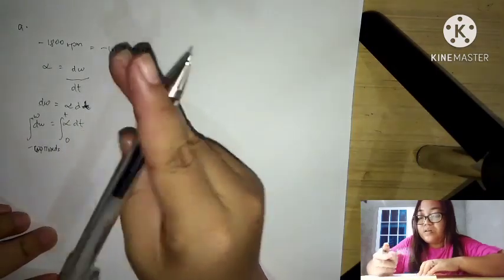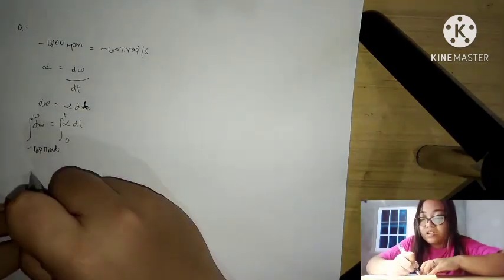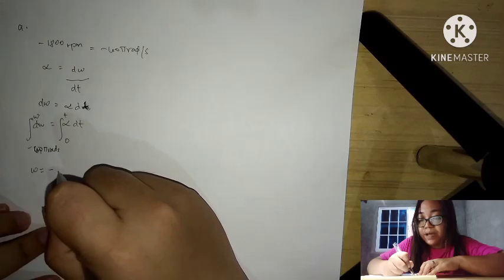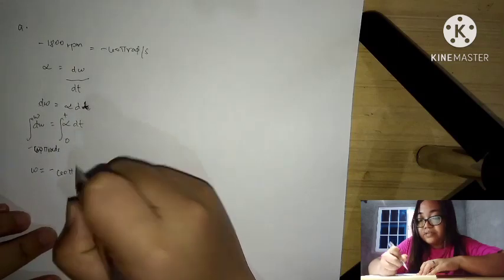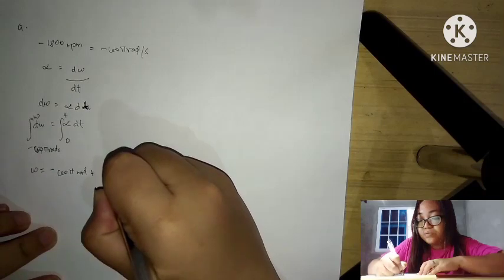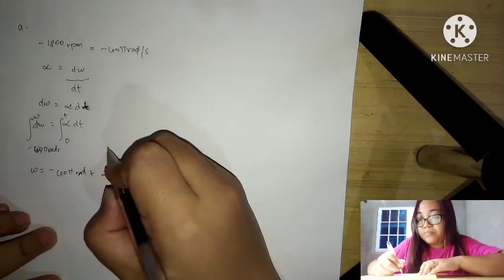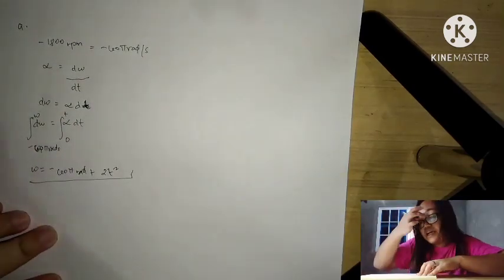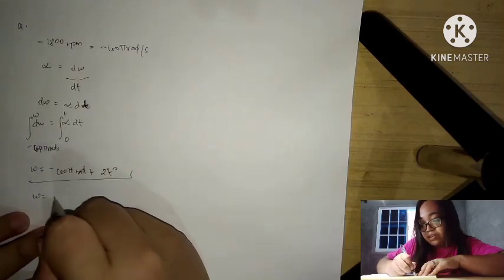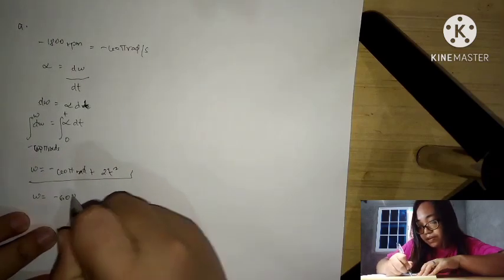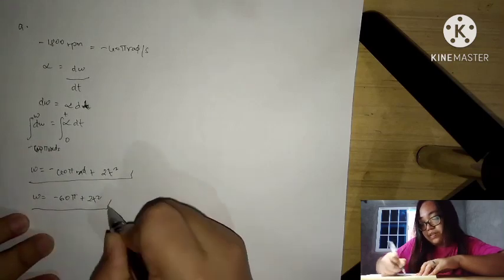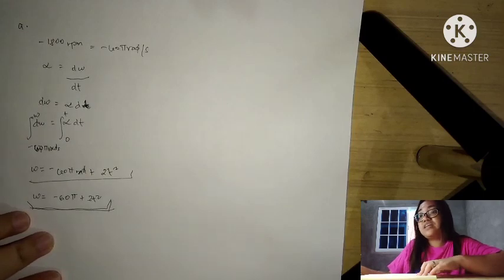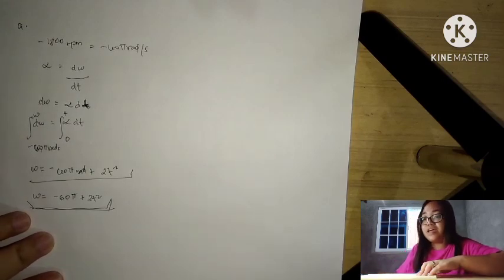Then, by manipulating, omega is equal to negative 60 pi plus 2t squared. So, ito yung magiging sagot natin sa omega, sa letter A. Ito yung A natin, yung hinahanap sa A, na time required for the wheel to reduce its angular speed to 900 rpm.